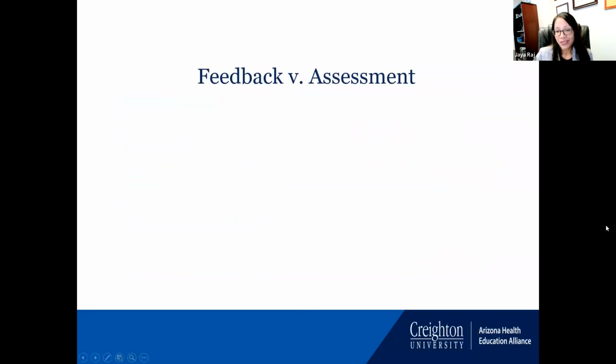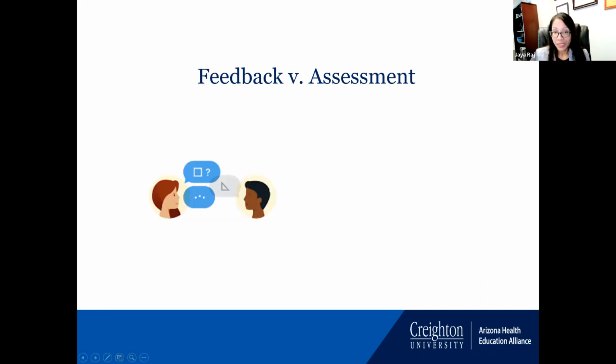So first I want to spend a minute talking about the difference between feedback and assessment. So feedback is meant to be a formative process. So it's where you give specific information to a learner about behaviors or skills that you've directly observed them perform. And the purpose of feedback is really to help the learner improve their skills.